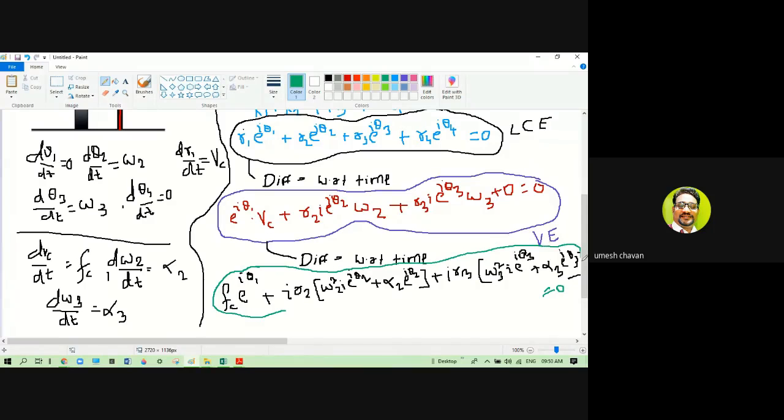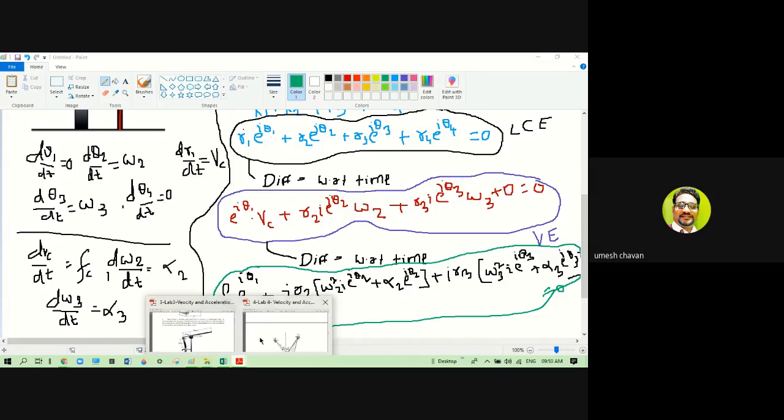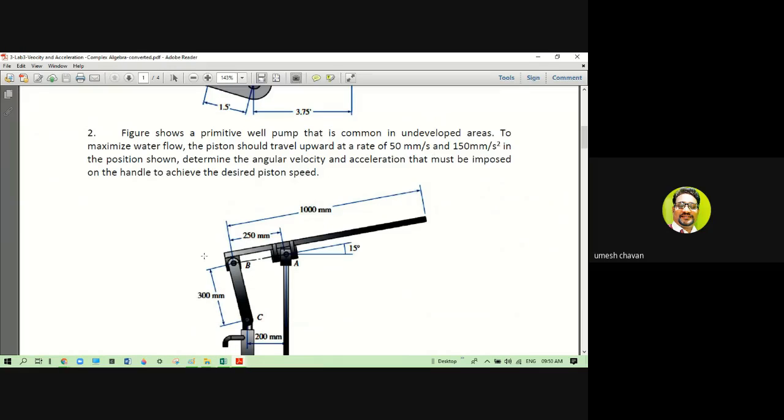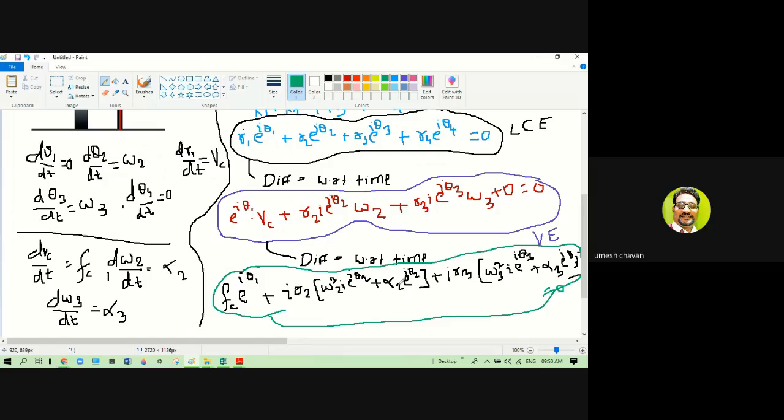Are you getting this equation? Look at this: what is known and what is unknown? Fc is known, alpha 2 and alpha 3 are unknown. In this case, the acceleration of the piston is given. From that, you have to find out the acceleration of the handle and the connecting rod.